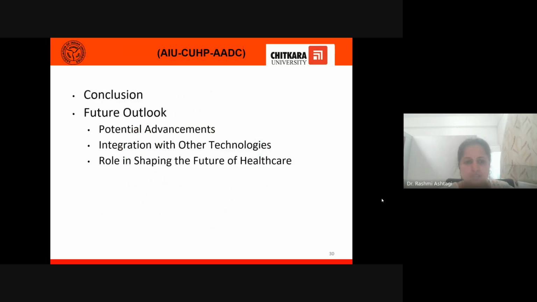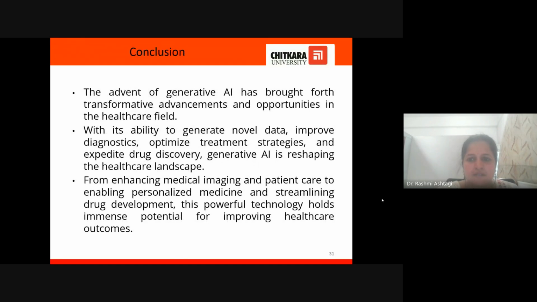So let's come to the conclusion. Here we have a lot of advancements and opportunities in the healthcare field, with its ability to generate novel data, which will improve diagnostics and strategies, and drug discovery will be much faster. It will also improve patient care and patient experience. So if we use Gen AI in healthcare, overall we will be in profit.